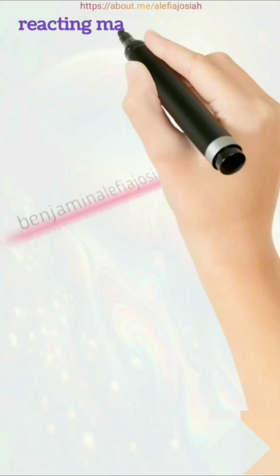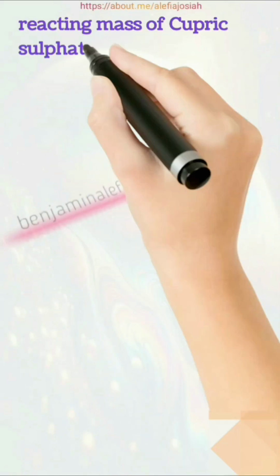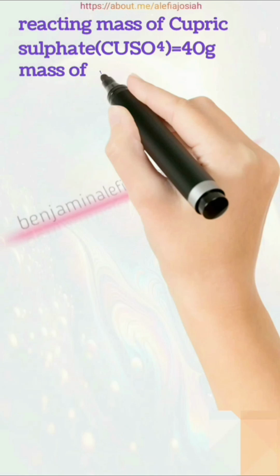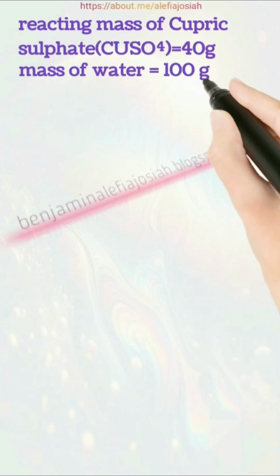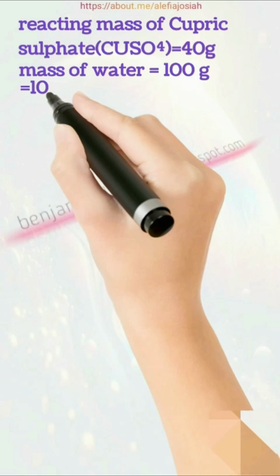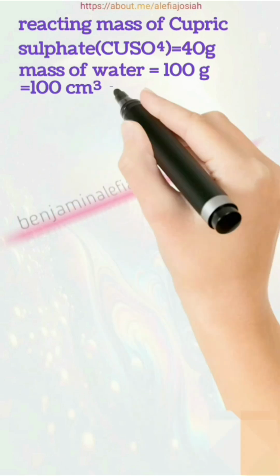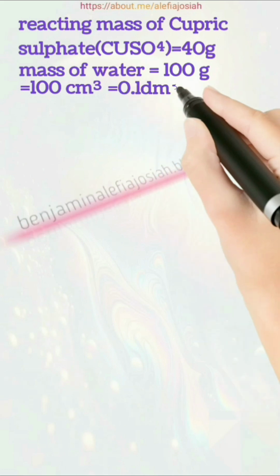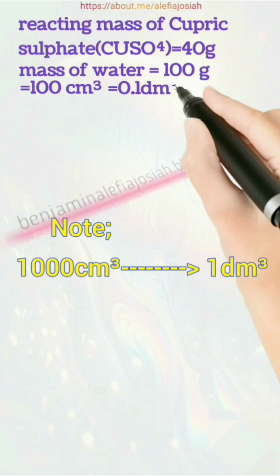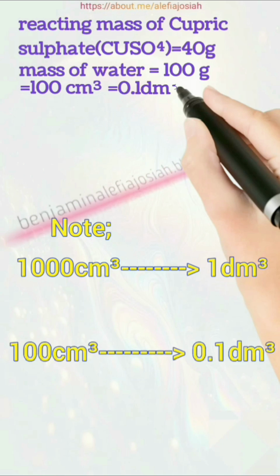So in order to solve this question, let's bring out our data. From the question, the reacting mass of the cupric sulfate is 40 g, which dissolves in the mass of water of 100 g. From general observation, 100 g of water by mass is equivalent to 100 centimeter cube of water by volume, which is also equivalent to 0.1 dm cube. Now, note in general that 1000 centimeter cube make 1 dm cube, so 100 centimeter cube makes 0.1 dm cube. That's why we have it here.